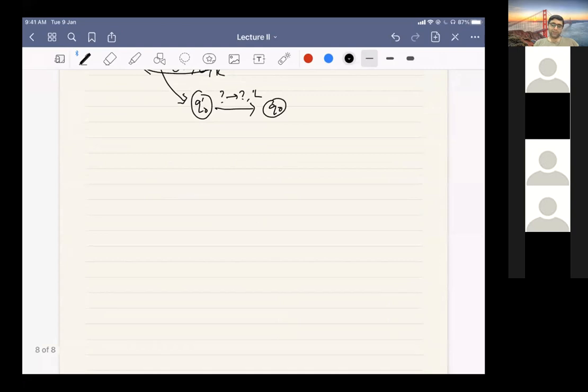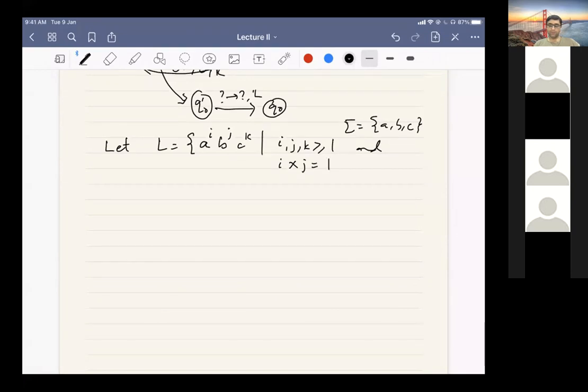Okay. So let us say we have another language. This time our sigma is {a, b, c}. The language is all strings with i copies of a, j copies of b, and k copies of c, such that i, j, k are all at least one, and i times j is equal to k. What are some strings which are in this language?